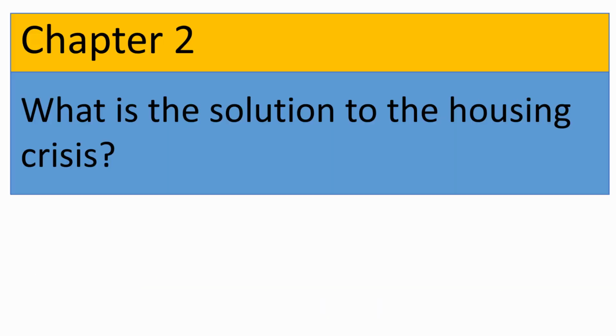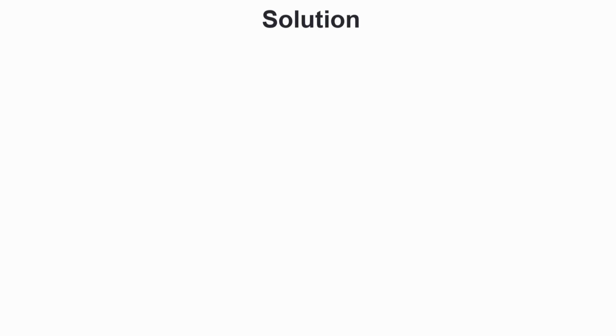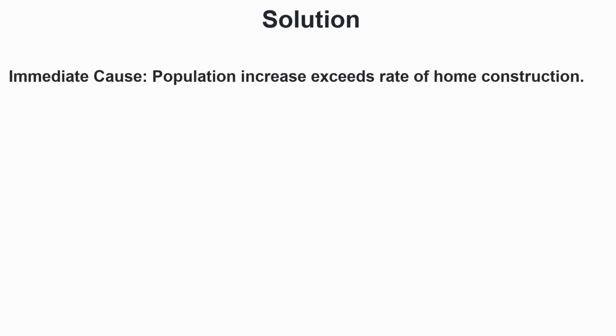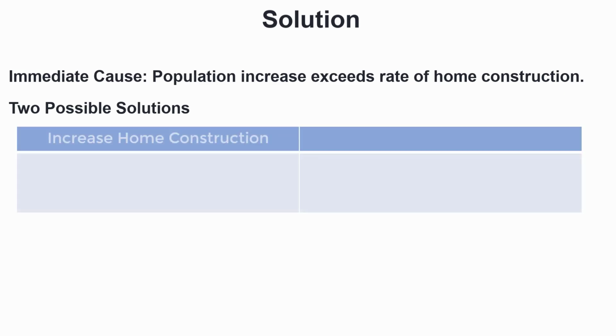So, we have now covered the key issues that have caused the housing crisis. Based on these, we will now discuss the solution. To recap, the immediate cause of the housing crisis is that the rate of population growth exceeds the rate of home construction. Therefore, there are two possible solutions. Firstly, we could increase the rate of home construction. Alternatively, we could decrease the rate of immigration.